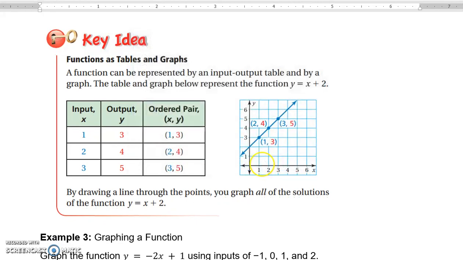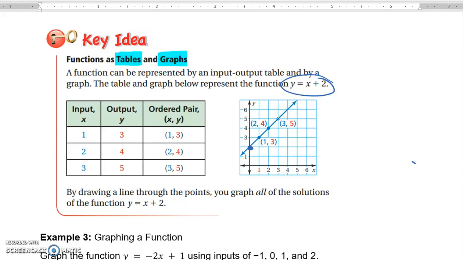All right, 2 more ways to represent a function are a table and a graph. A function can be represented by an input-output table and also by a graph. Both of these representations are the function y equals x plus 2. So think about this. y equals x plus 2. 1 plus 2 is 3. 2 plus 2 is 4. 3 plus 2 is 5. And then x plus 2, my y-intercept is 2. My slope is 1.